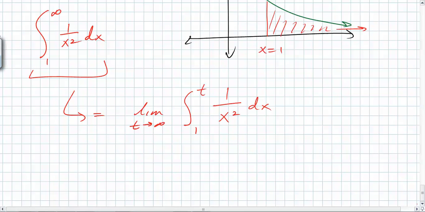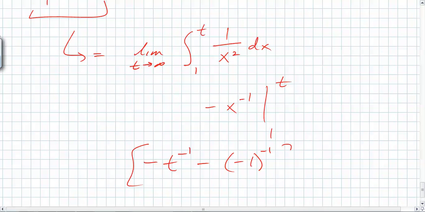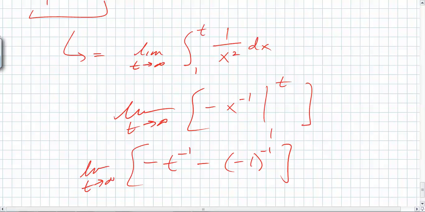So what happens when we integrate this? Well, you can integrate it. What's the integral of 1 over x squared? It's going to be negative x to the negative what? Negative x to the negative 1, right? Because you drop the negative to the front, it becomes 1 over x squared. And now we're going from 1 to what? 1 to t. So that's going to be negative t to the negative 1 minus negative 1 to the negative 1. And all of this is, what's in front of this? The limit as t goes to infinity.